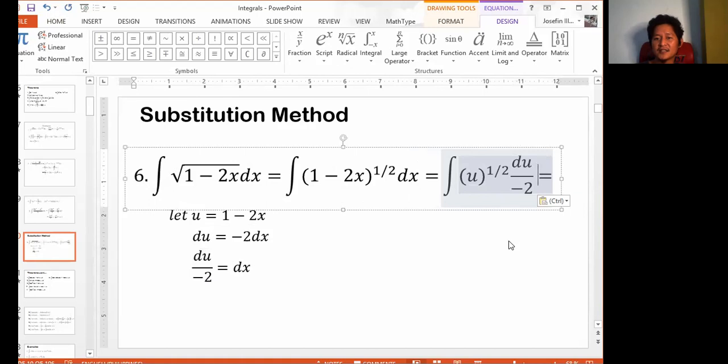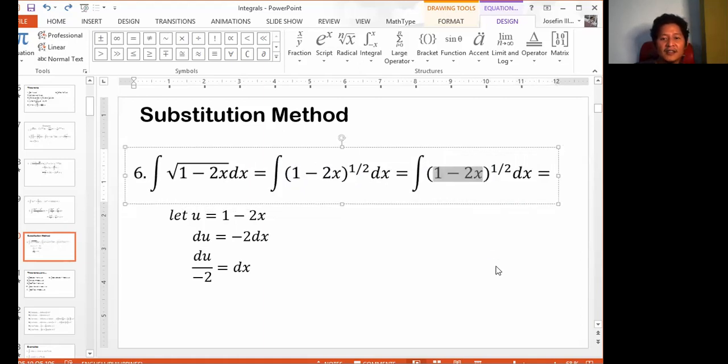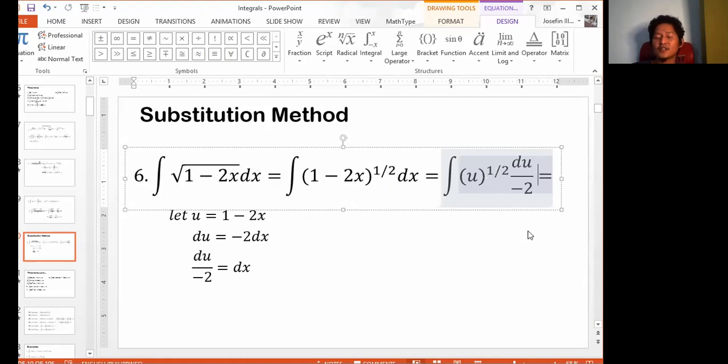Nakuha ba yan, guys? Sir, paulit nga po ulit. Okay. So notice what we did here, itong 1 minus 2x is just u, di ba? We let u be 1 minus 2x. So pinalitan ko itong 1 minus 2x ng u. Naging u lang siya. At saka yung dx, pinalitan ko naman ng du over negative 2, kasi dx mo ay du over negative 2. Okay?